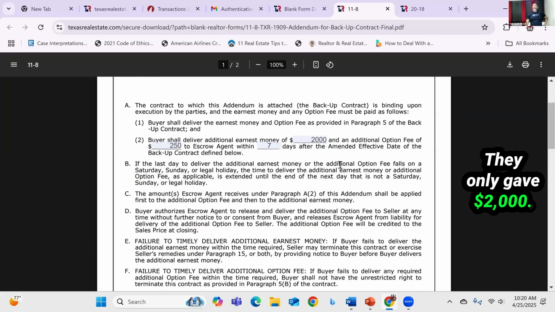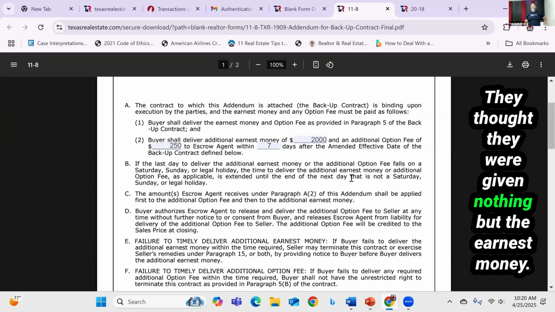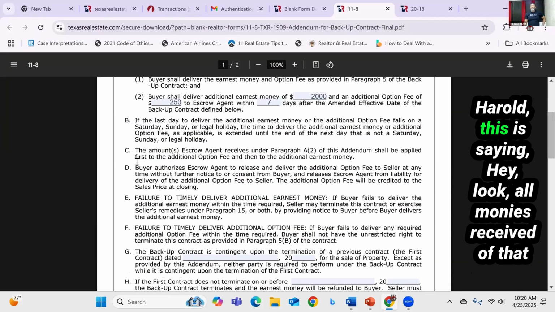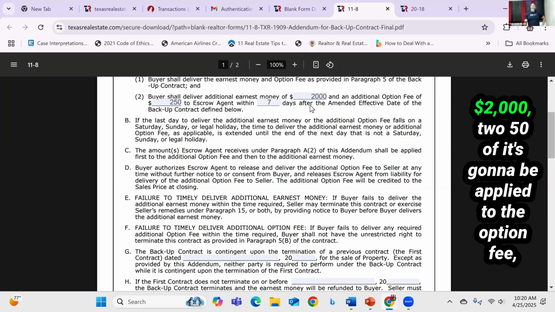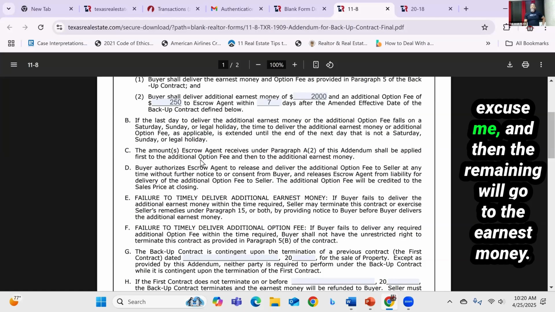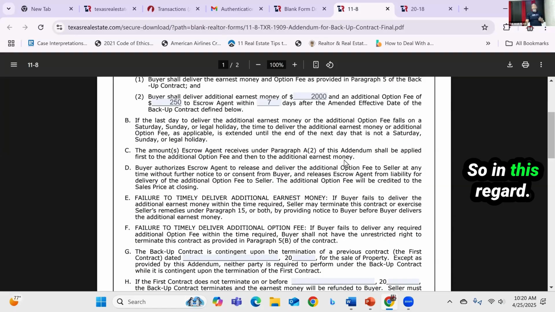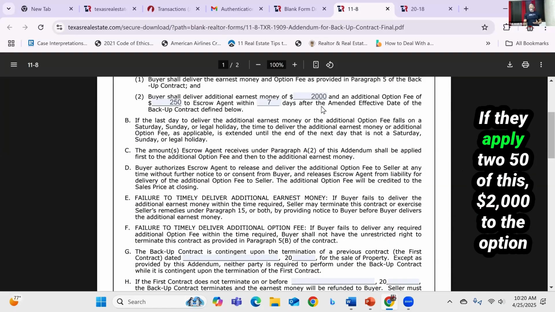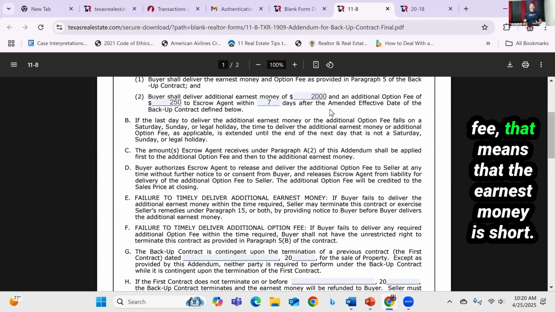They only gave $2,000, but they thought they were giving nothing but the earnest money. This is saying, hey, look, of all monies received of that $2,000, $250 of it is going to be applied to the option fee, and then the remaining will go to the earnest money. So if they applied $250 of this $2,000 to the option fee, that means that the earnest money is short.